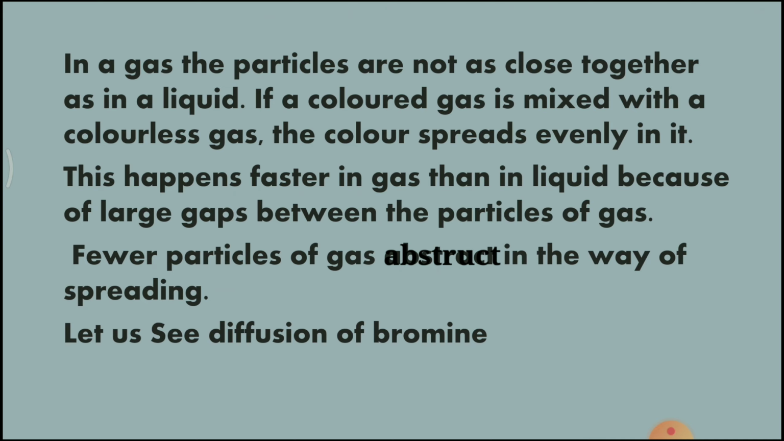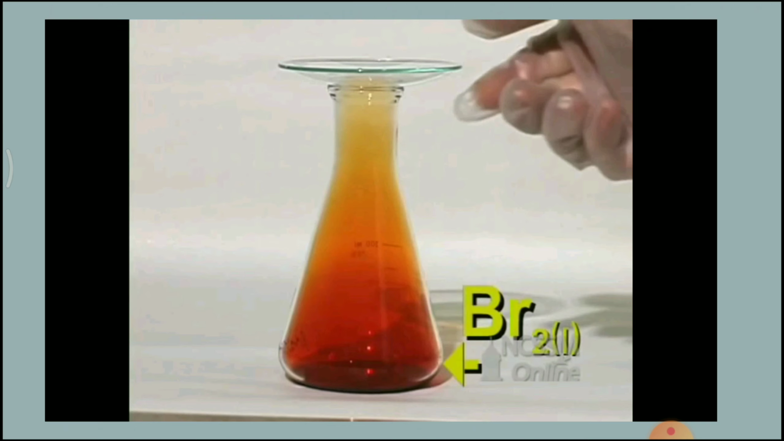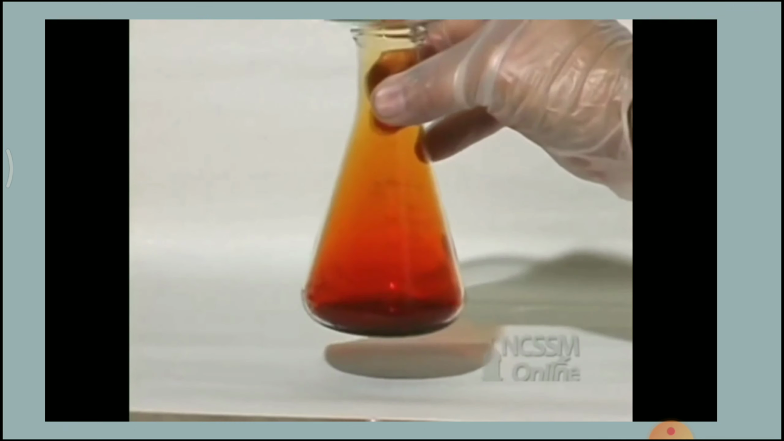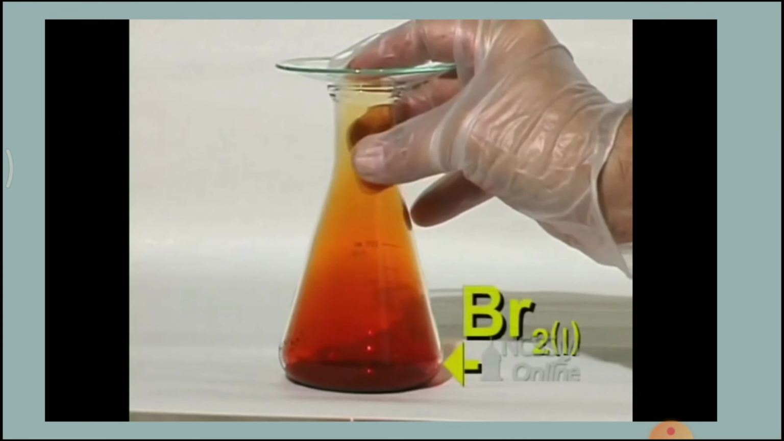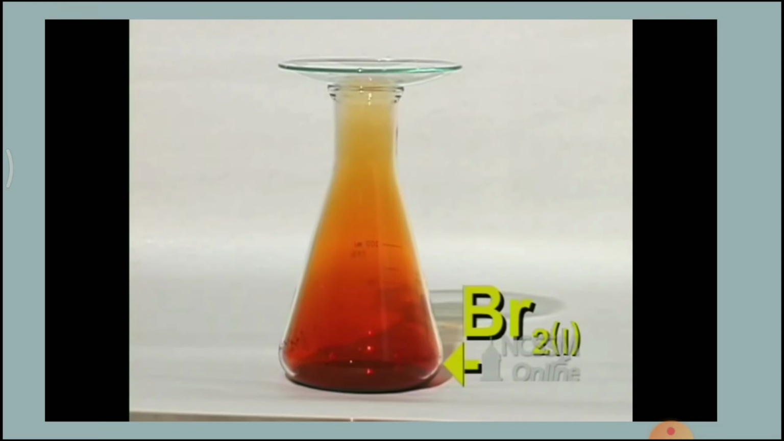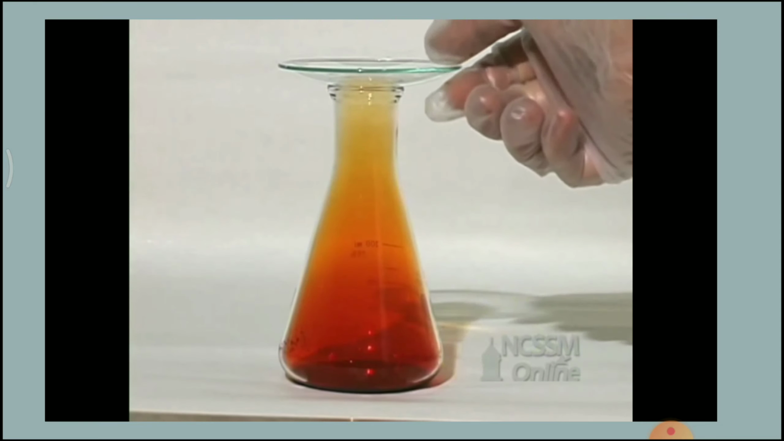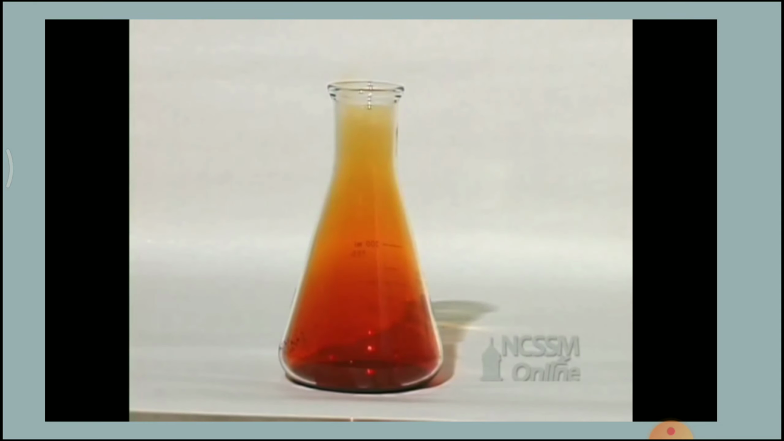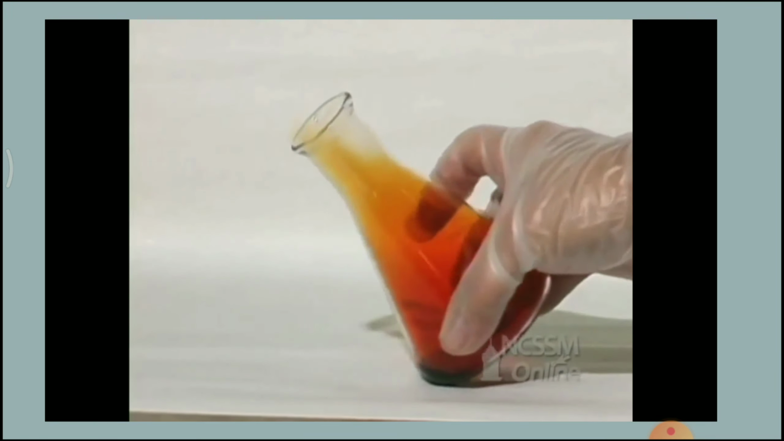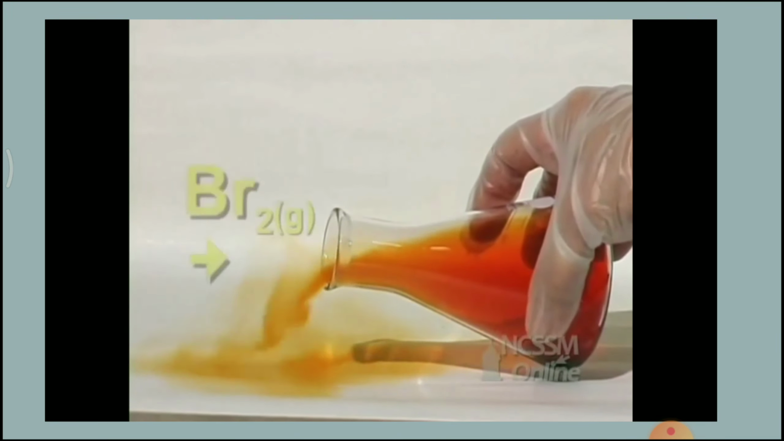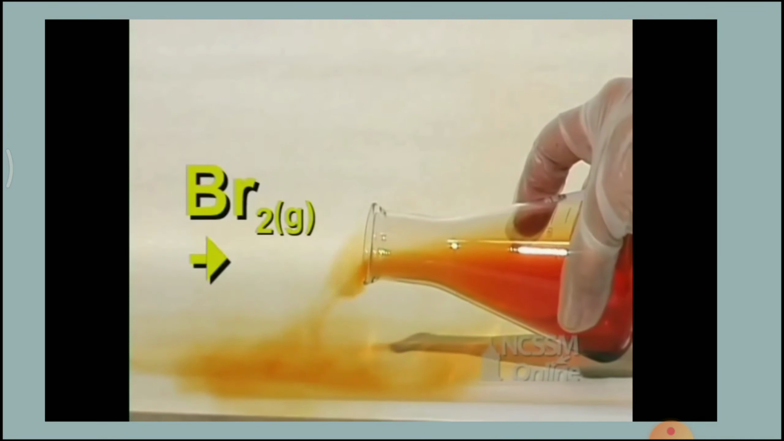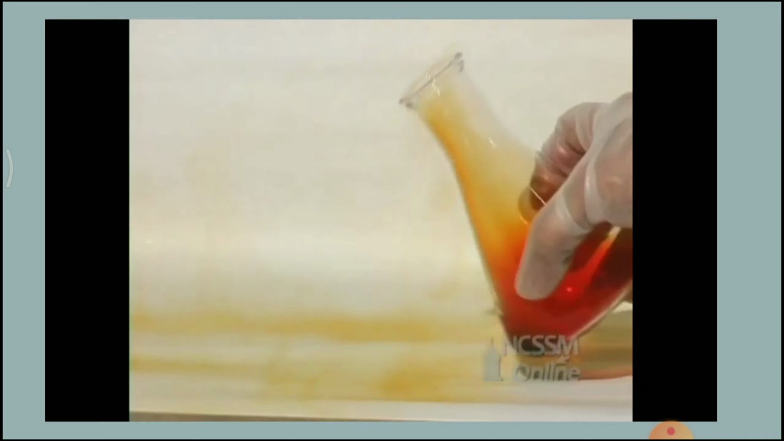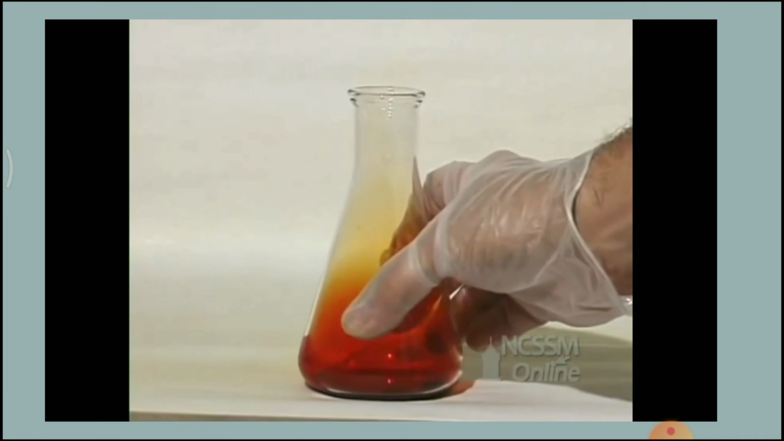Let us see diffusion of bromine. Bromine is a brownish colored gas, hence its diffusion in colorless air can be seen clearly. If we allow bromine to diffuse in vacuum, it diffuses faster in vacuum because there are no particles to obstruct its way. See the diffusion of bromine in air.